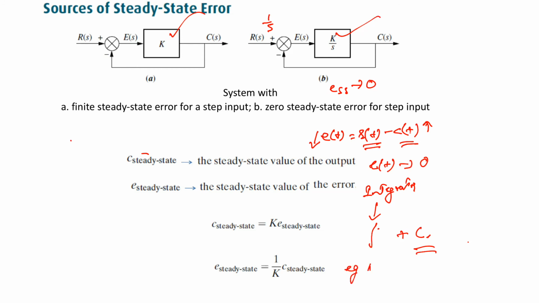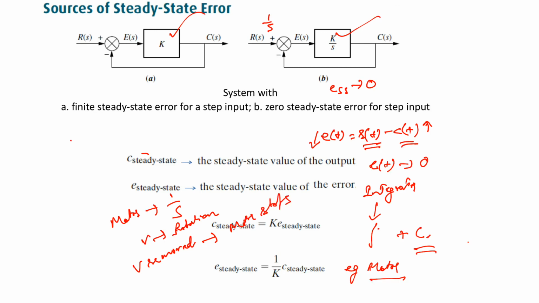The example can be taken as the motor. Now in case of a motor, this motor can be represented simply by an integrator, that is, let us suppose 1 by S. A voltage applied to the motor will cause the rotation. If we apply the voltage to the motor, then it will cause the rotation. When the applied voltage is removed, let us suppose that this voltage is removed, the motor will stop and remain at the present output position.